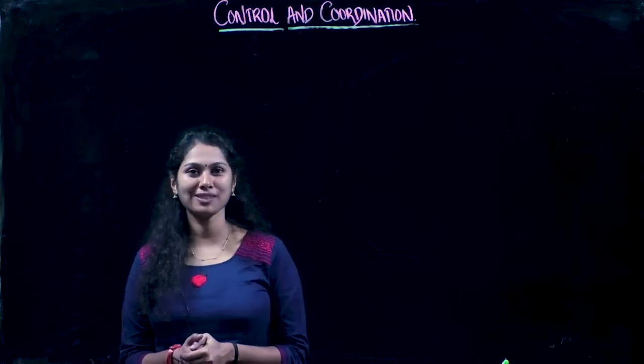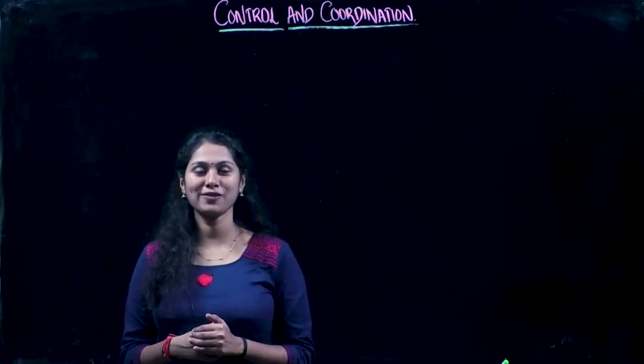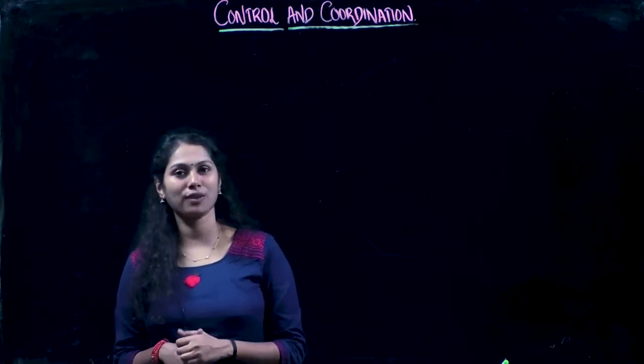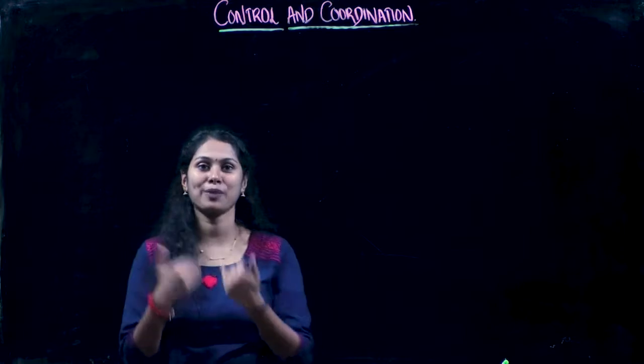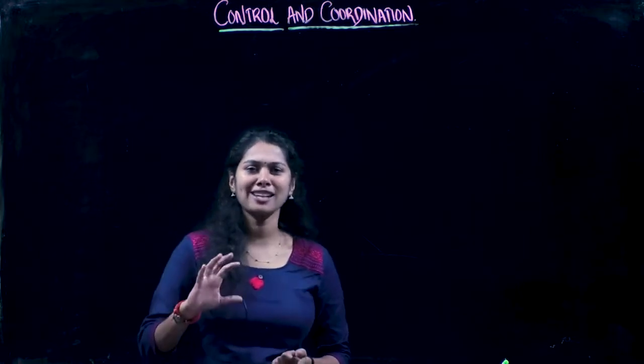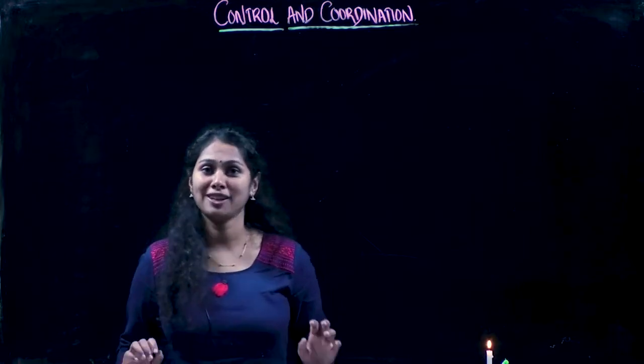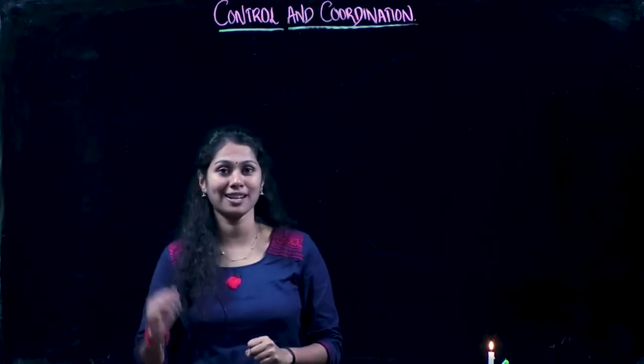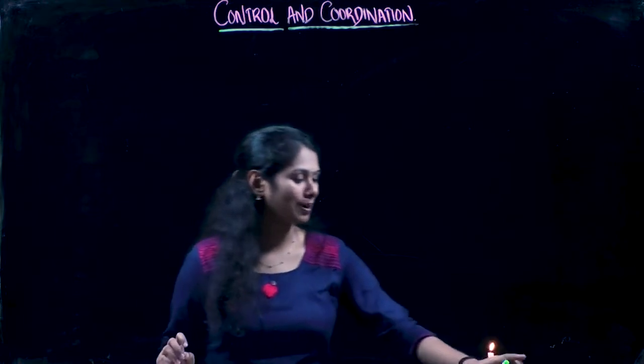So, in our previous video on control and coordination, we have seen the classification of nervous system and classified them into central and peripheral nervous system. And let's concentrate on the central nervous system, where what is the function of brain and spinal cord. So, take my pen.